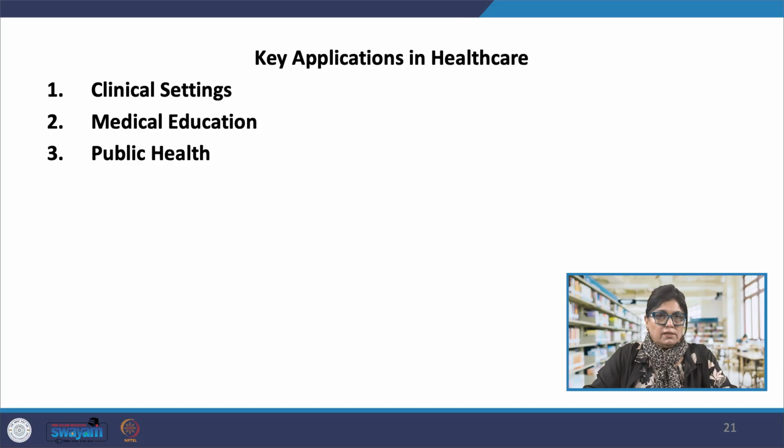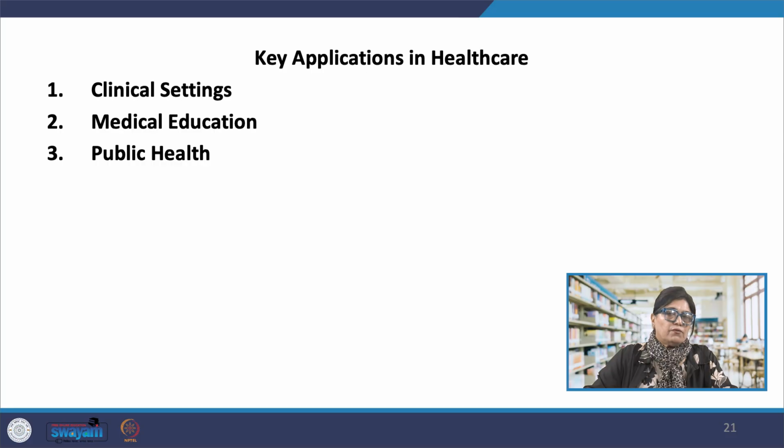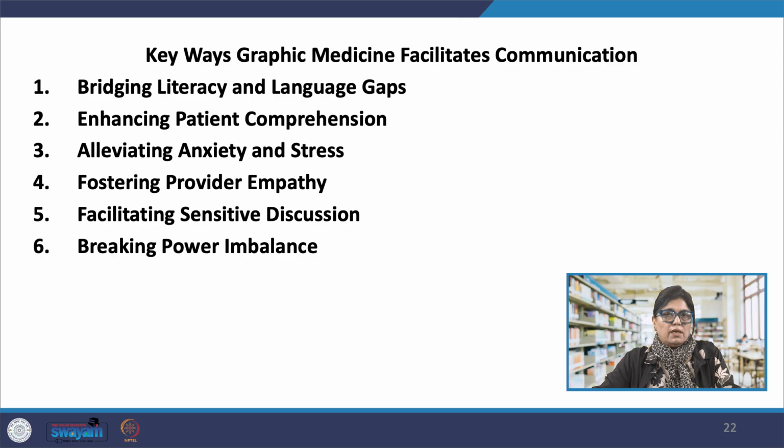So, the key applications in healthcare. Clinical settings: physicians often use quick drawings to explain conditions like strokes or surgical procedures to families during emergencies. Then, medical education curricula, like the Exploring Graphic Medicine series at New York University, teach medical students visual literacy and communication skills. Public health campaigns for COVID 19 and vaccination use comics to combat misinformation and communicate evolving scientific data clearly. So, key ways graphic medicine facilitates communication: by bridging literacy and language gaps.